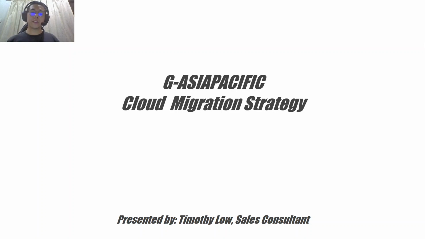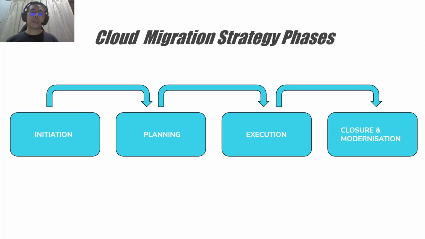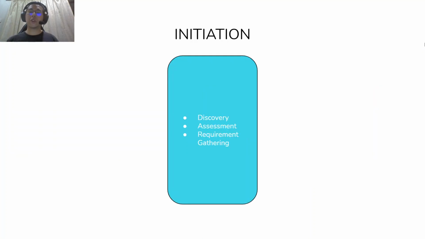I'm Timothy Low, the sales consultant here at G-AsiaPacific, and today I'll be speaking about the cloud migration strategy that we have developed here within G-AsiaPacific. So you can see on the screen here right now, these are the 4 different phases that we've developed for our cloud migration strategy. Starting with the initiation phase, second is the planning phase, and then the execution phase, and then the closure and modernization phase. So let's dive straight into our strategies.